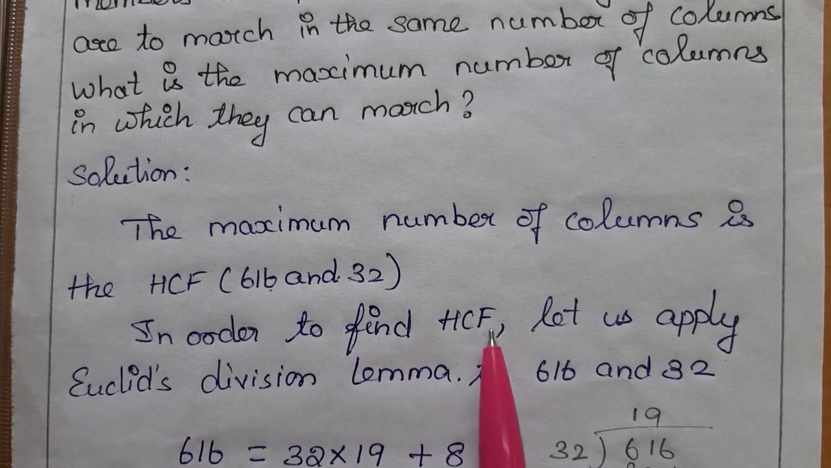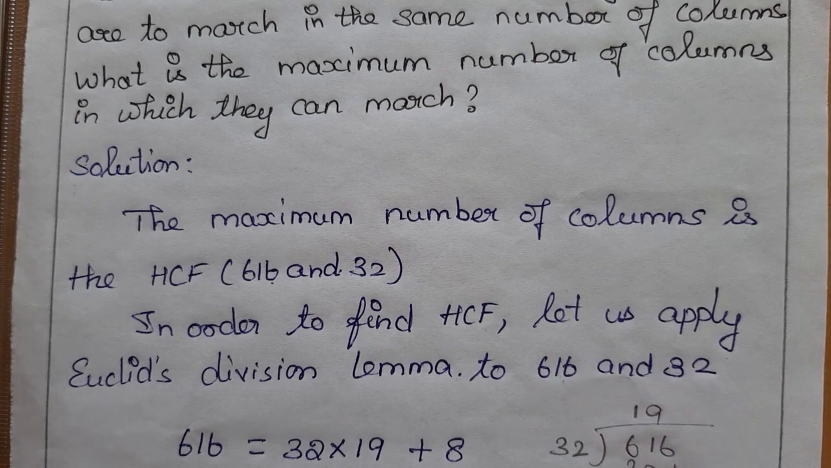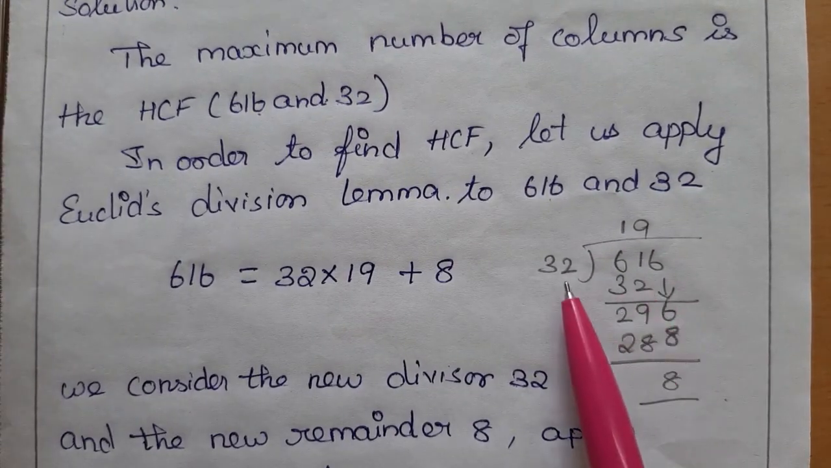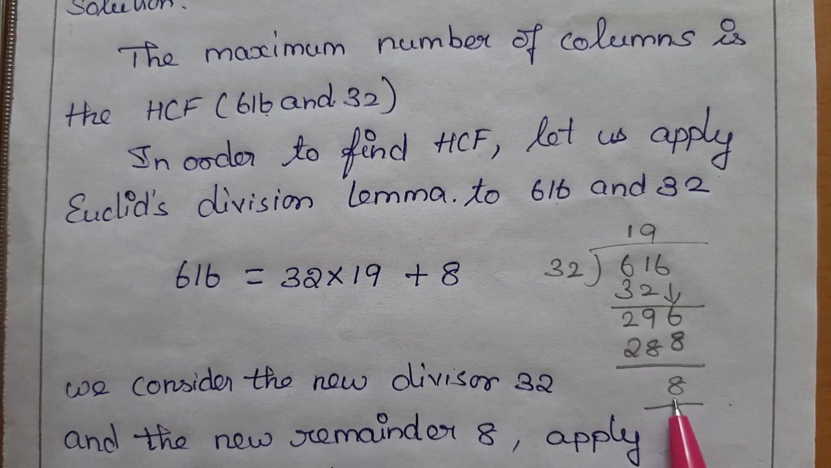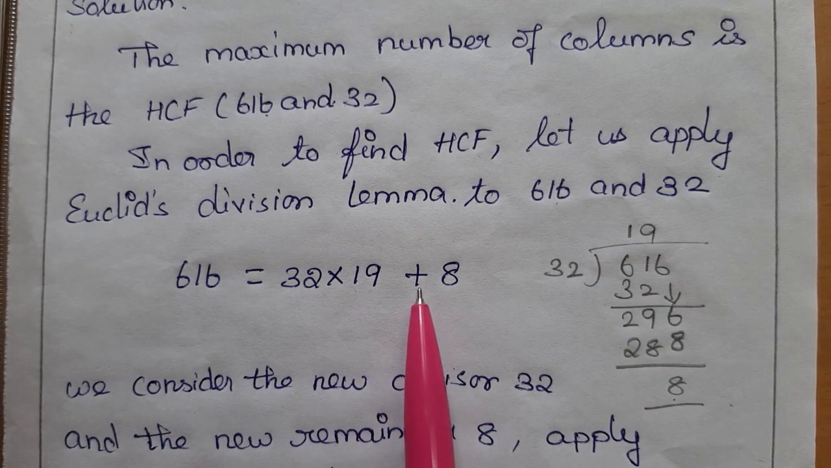So in order to find the HCF, let us apply Euclid's division lemma. If you continuously apply this Euclid division algorithm, you will get practice and it will be easy. You are learning it for the first time, so you have to practice it again and again with many problems. Here, 616 is greater than 32, so this is the dividend and this will become the divisor. 616 divided by 32 gives 19 times and the remainder is 8. So we can express this as 616 is equal to 32 into 19 plus 8.